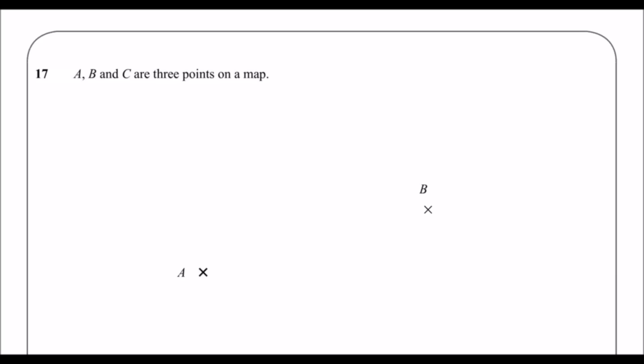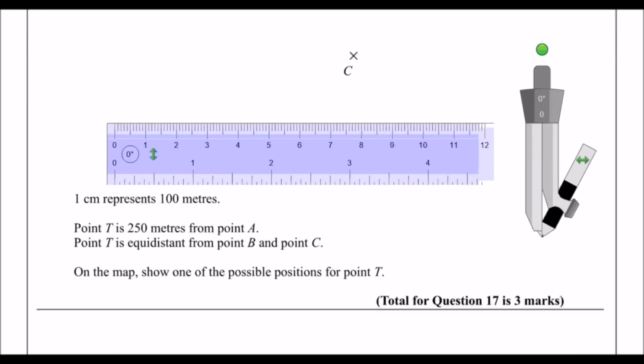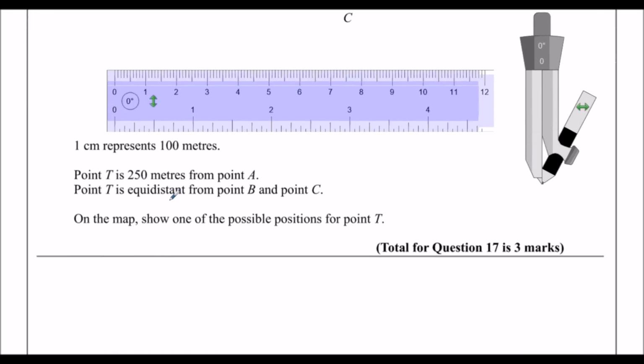Question 17. A, B, and C are 3 points on a map. 1 centimeter represents 100 meters. Point T is 250 meters from point A. So 100 meters is a centimeter. 250 meters, 250 divided by 100, that's 2.5 centimeters from A.